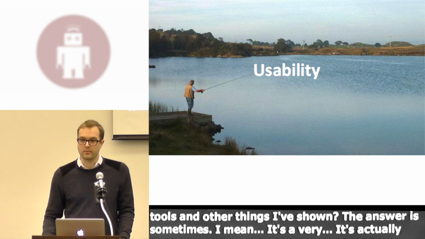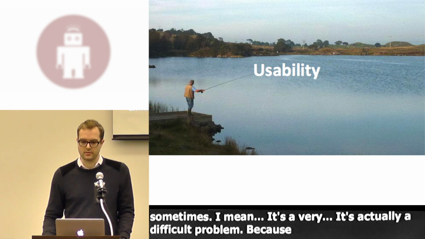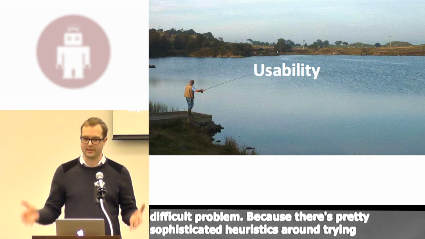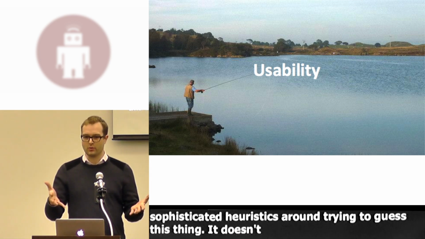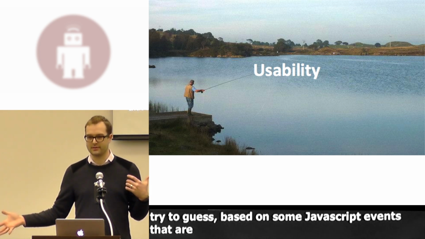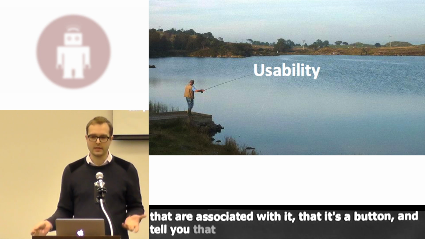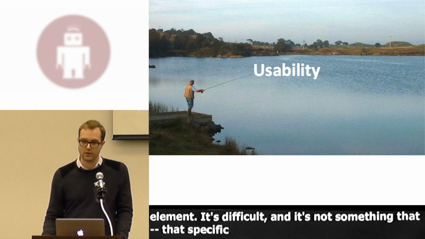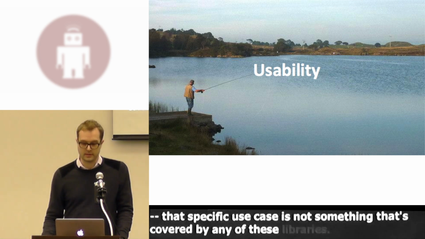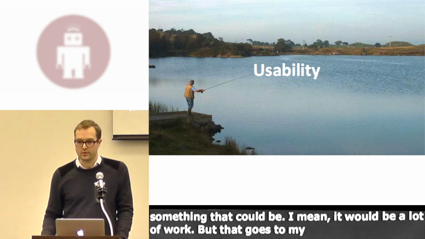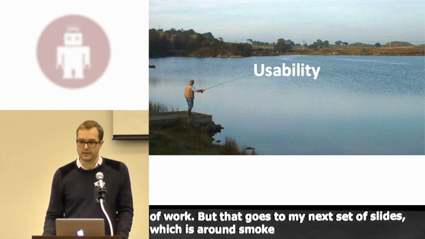It's actually a difficult problem because there's pretty sophisticated heuristics around trying to guess this. It doesn't say what it is, so we're going to try to guess based on some JavaScript events that are associated with it that it's a button, and then tell you it should be a button element. It's difficult, and that specific use case is not covered by any of these libraries, but it's something that could be. It would be a lot of work. But that goes to my next set of slides, which is around smoke testing and usability testing.